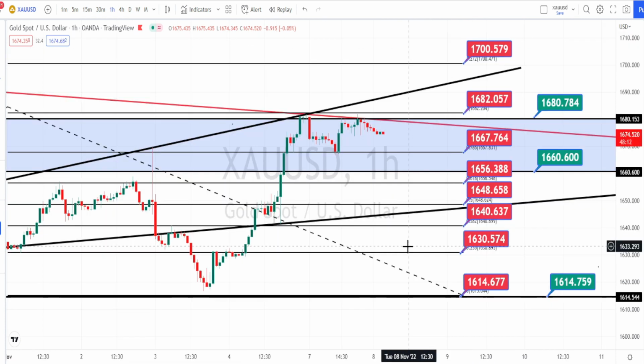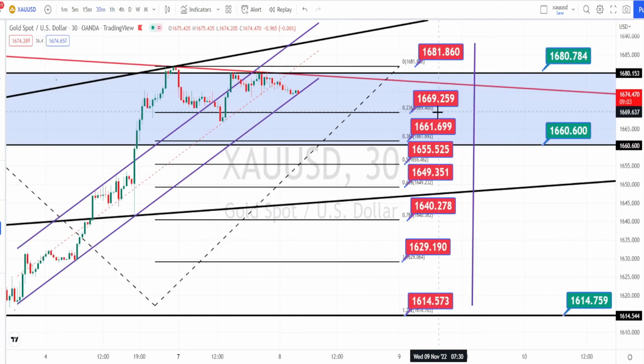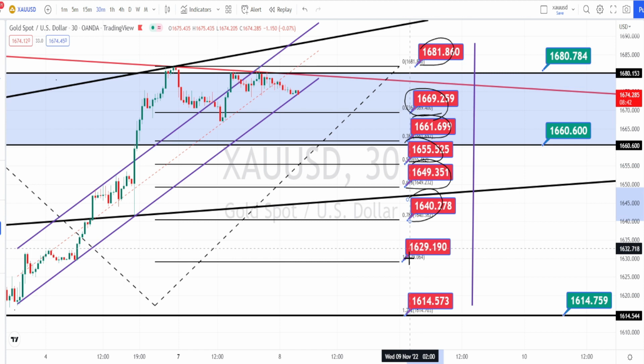Let us look at the price action in 30 minutes time frame. Currently the price action is trading between the support level of 1672, resistance level of 1681. And if the price action breaks this support level, we can expect the next level of support to be around 1661, 1655, 1650, 1640, 1630 and 1614.